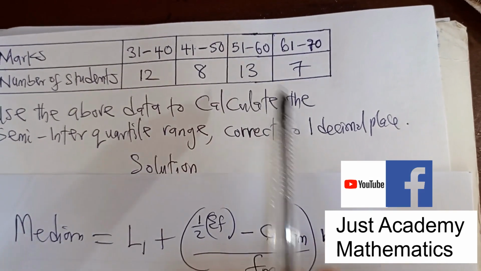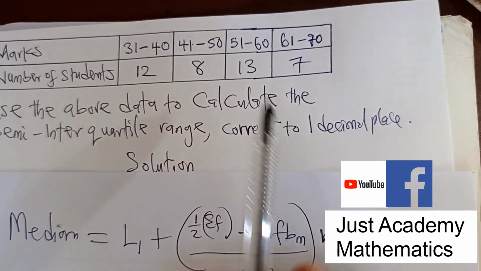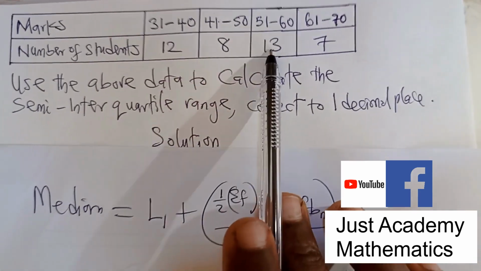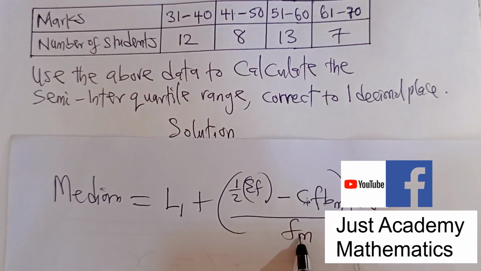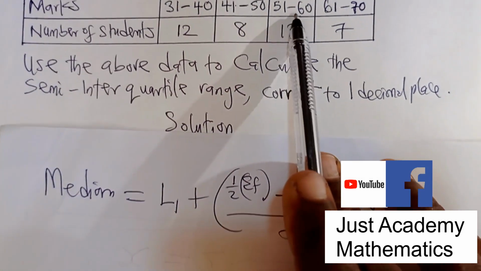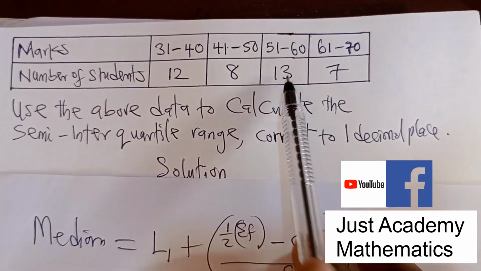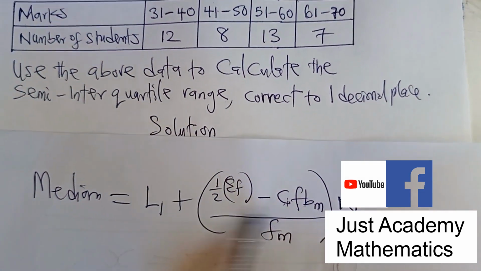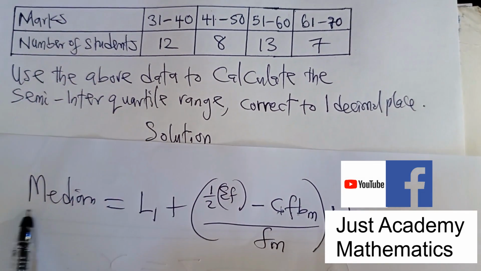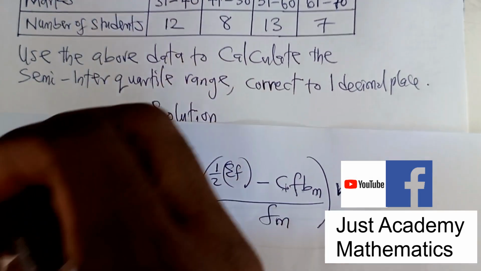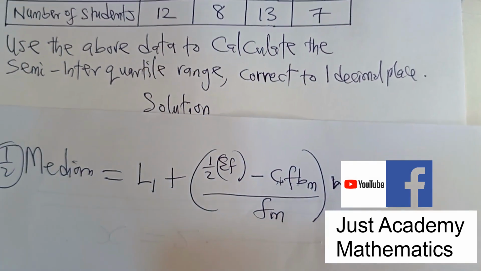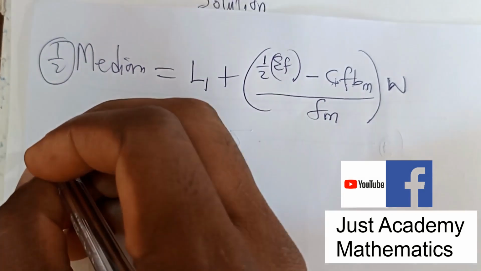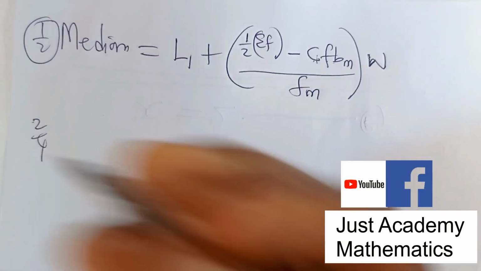If this is the median class, what is CFBM? It means this plus this, 20. That is sum of frequency before the median class. This is the frequency of the median class. So if this class is the median class, then the frequency of the median class is 13. This is the class size. This is the lower class boundary. But that is not where I'm going. Now, if this is median, median means 1 over 2. For quartile, the median means 2 over 4. 2 over 4 means 1 over 2.